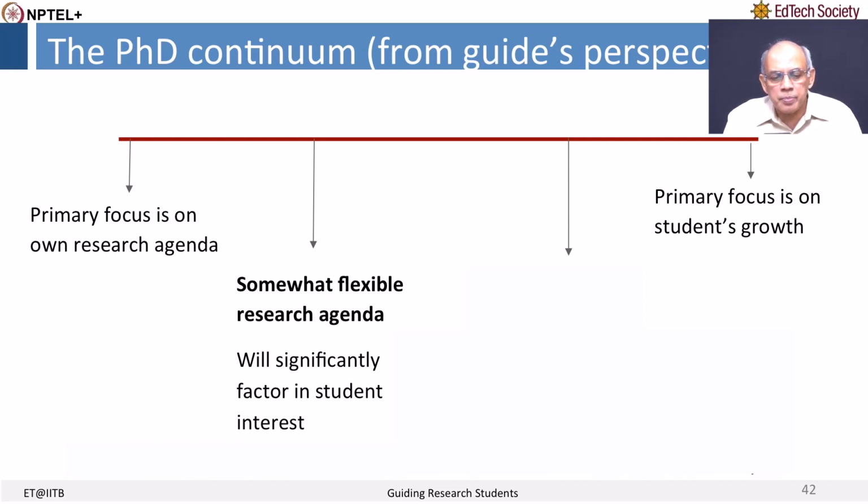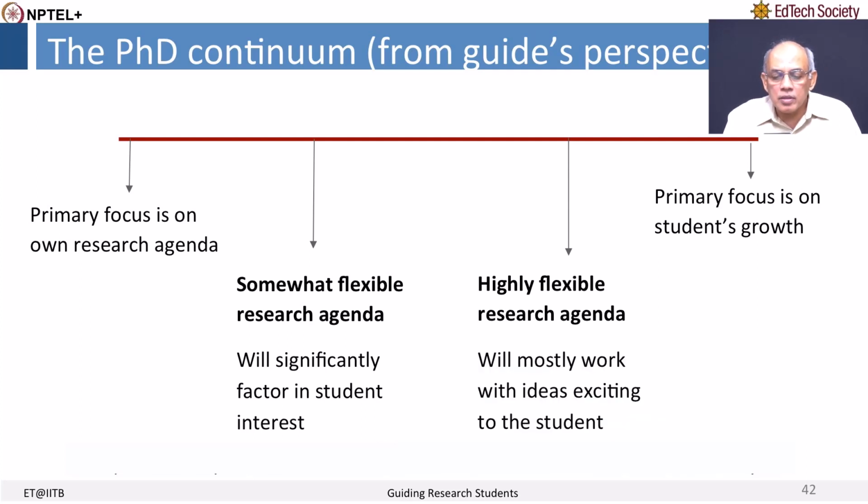So there may be multiple aspects to a particular research agenda. Depending upon the student's interest, the student could have a choice in terms of what direction they pick. On the other hand, there could also be a guide who takes a position of a highly flexible research agenda, where this person is likely to work mostly with ideas that are exciting to the student. So these are 4 points on the continuum, which is a simplification for us to be able to understand what this continuum is and what role it plays in the guide-student interaction.